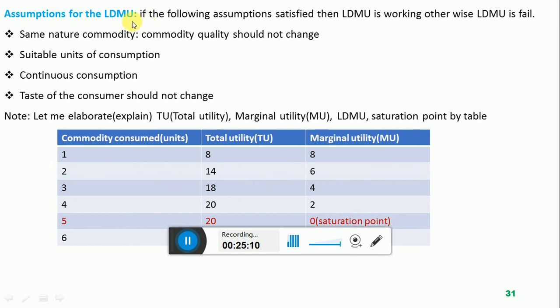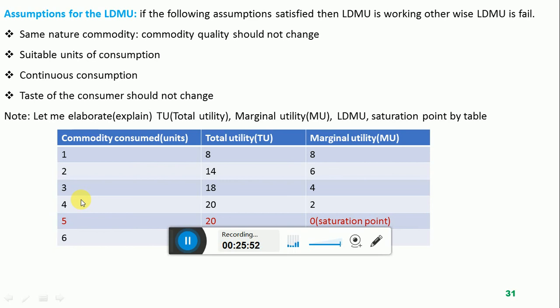So the law of diminishing marginal utility says that every next unit will provide less utility, but under some conditions, some assumptions. If the following assumptions are satisfied, the law of diminishing marginal utility works. Otherwise, it fails. First, the same nature of the commodity: the quality should not change. When a consumer is consuming the same nature of apple, every next apple will provide less and less utility. This is called the law of diminishing marginal utility.